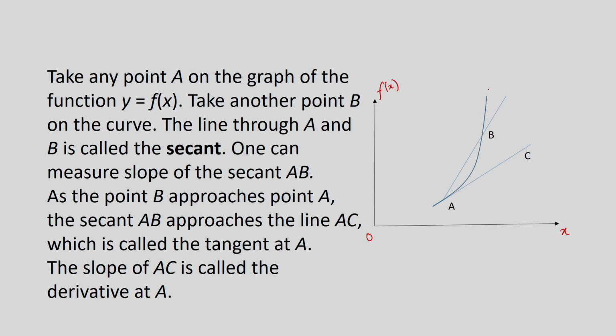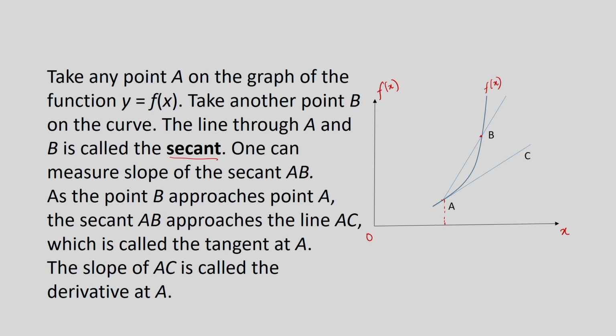And here you have this dark line as the f(x), and I have taken a particular point A. So, point A is taken on the graph of the function y equal to f(x), and on the same graph I take another point B, and I draw a straight line through A and B. This line which is passing through A and B, 2 points on the graph, is called a secant. It is a Latin name. It is like the idea of a chord.